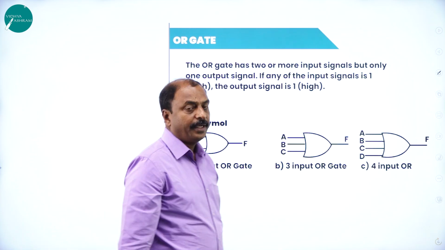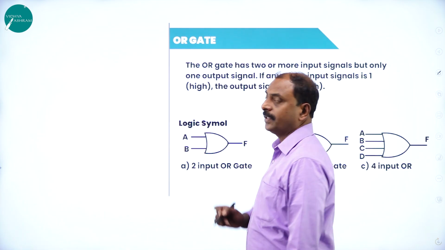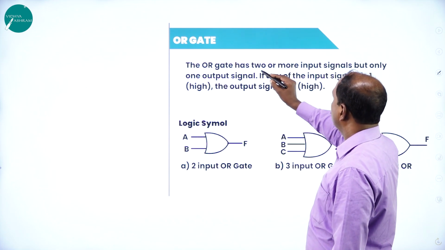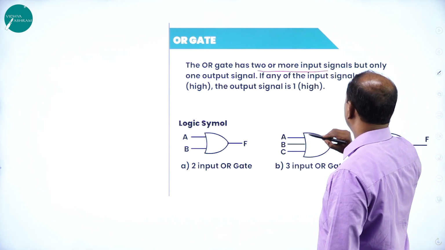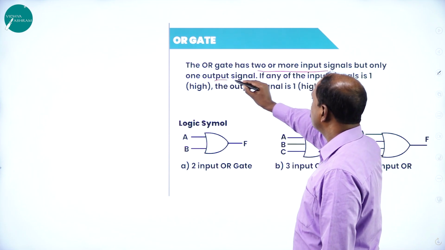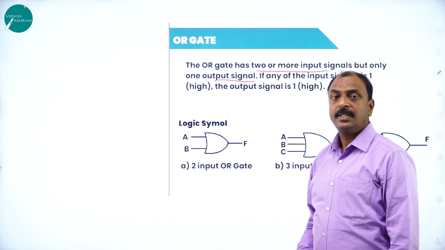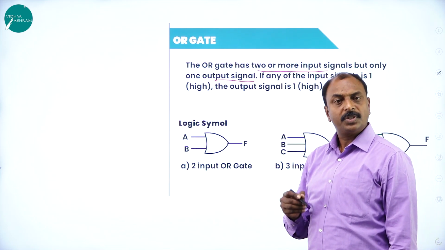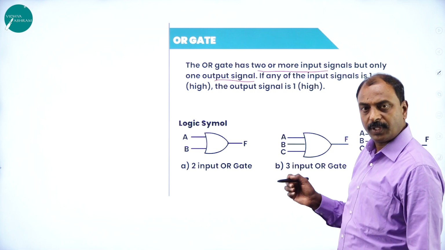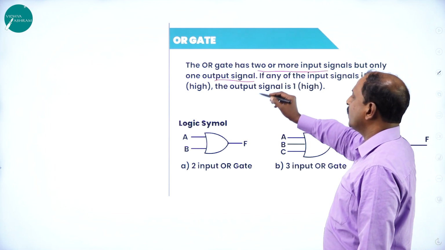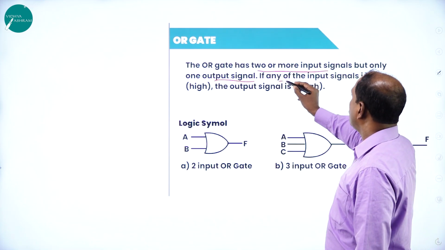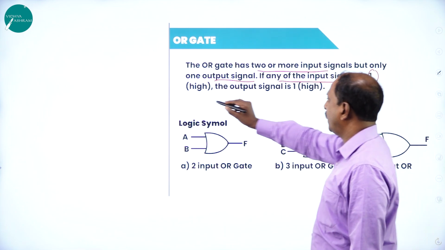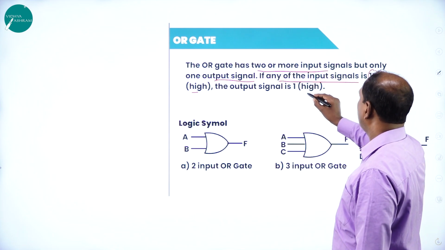In the next slide, next one is the OR gate. So what is an OR gate? Here, the OR gate has two or more input signals, but only one output signal. So the definition of an OR gate is that it takes two or more inputs and always gives one output. And what is the definition? If any of the input signals is 1, which represents high, the output is high.